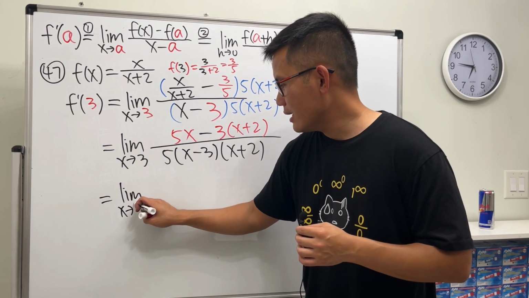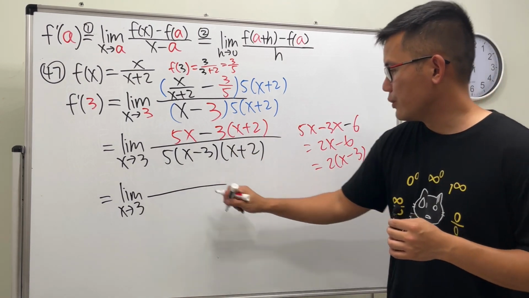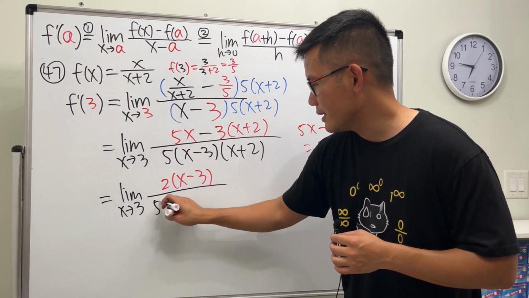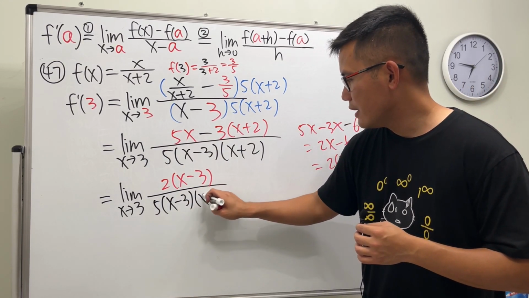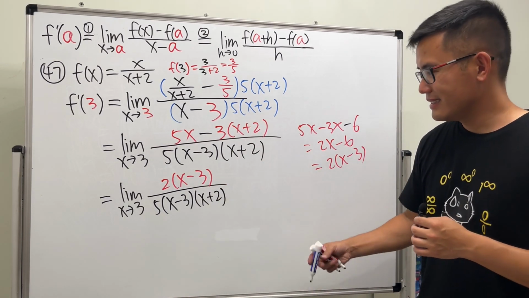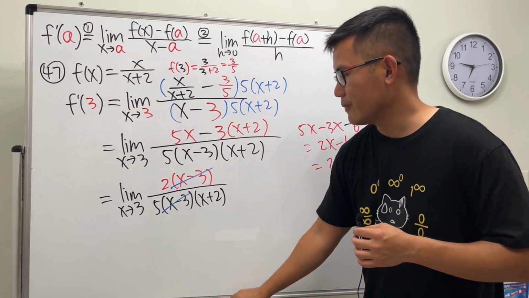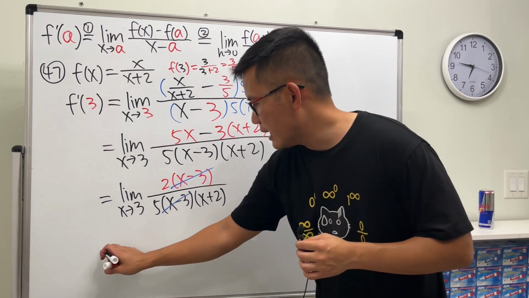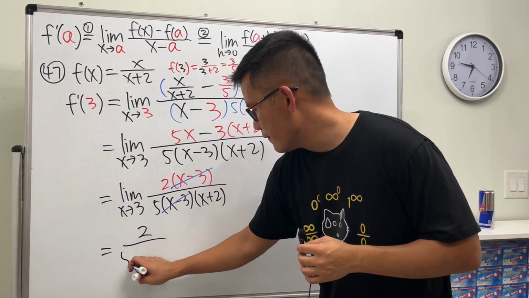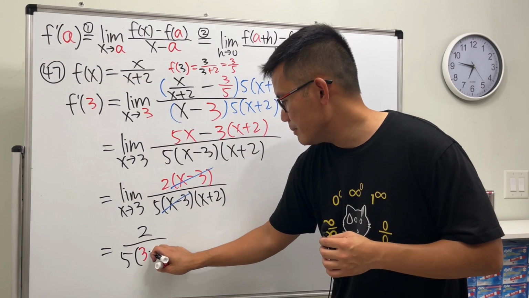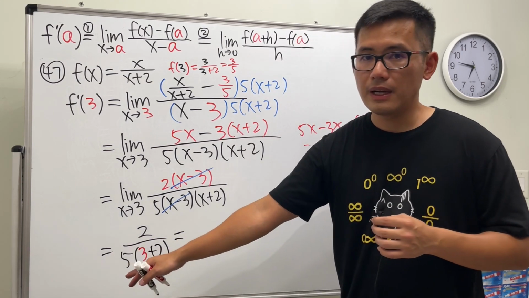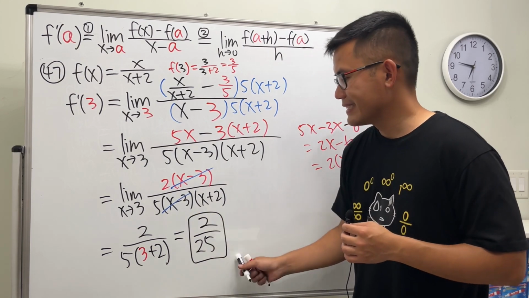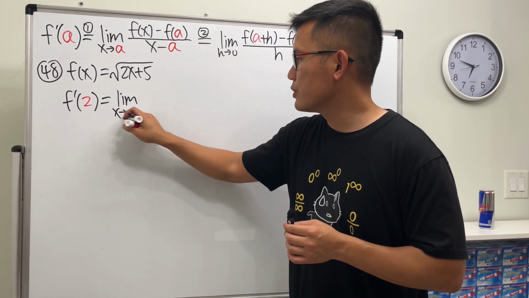So let me just rewrite this. So we get 2 times x minus 3, and you see we can cancel things out on the bottom. So 5 times x minus 3, x plus 2. Very nice, huh? X minus 3 cancel. Now put the 3 into here. So we are going to get 2 over 5 times 3 plus 2. That's 5 times 5 is 25. So altogether we get 2 over 25. This is the limit as x approaching 3.